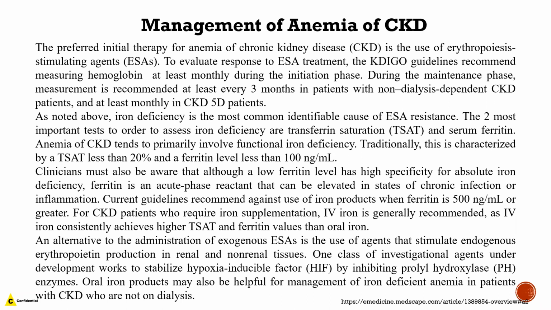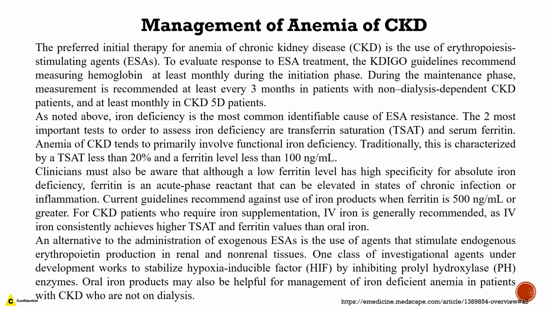The preferred initial therapy for anemia of chronic kidney disease or chronic disorder is the use of erythropoietin-stimulating agents. To evaluate response to these agents, many guidelines recommend measuring hemoglobin at least monthly during the initiation phase. During the maintenance phase, measurement is recommended at least every 3 months in patients with non-dialysis dependent kidney disorder and at least monthly in patients with the last stages of kidney failure.